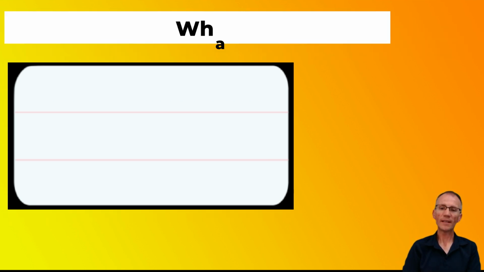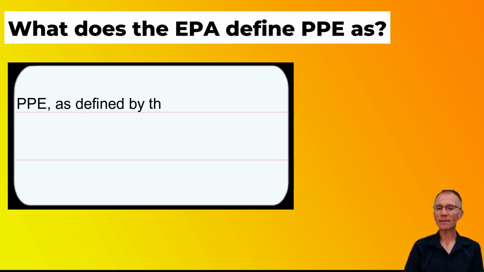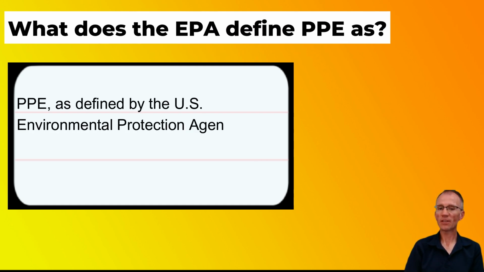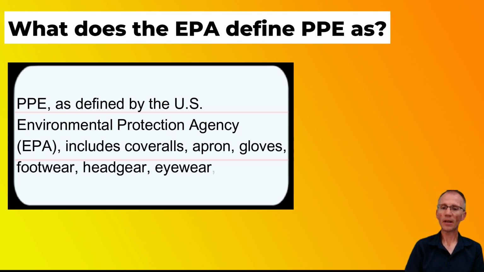It's also really important that you remember, what does the EPA define PPE as? PPE, as defined by the U.S. Environmental Protection Agency, or EPA, includes coveralls, apron, gloves, footwear, headgear, eyewear, and respirators. I'm going over this again because these are things you definitely need to remember. Again, PPE defined by the EPA includes coveralls, apron, gloves, footwear, headgear, eyewear, and respirators.